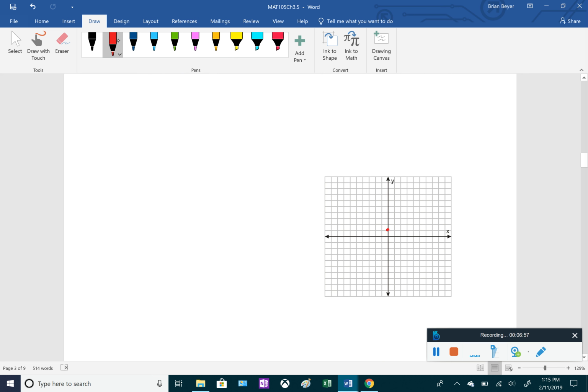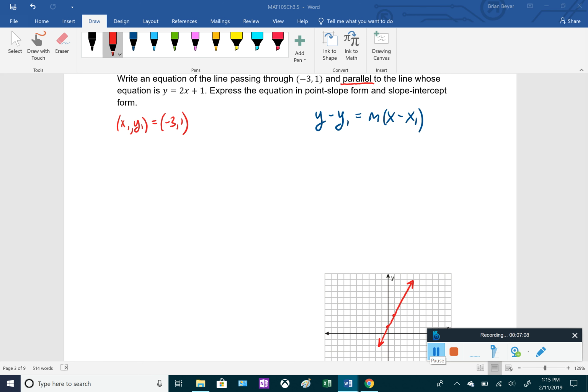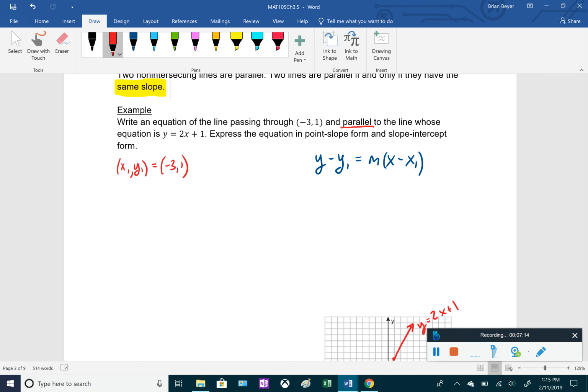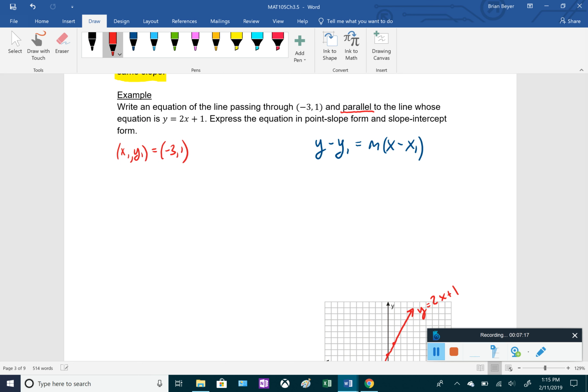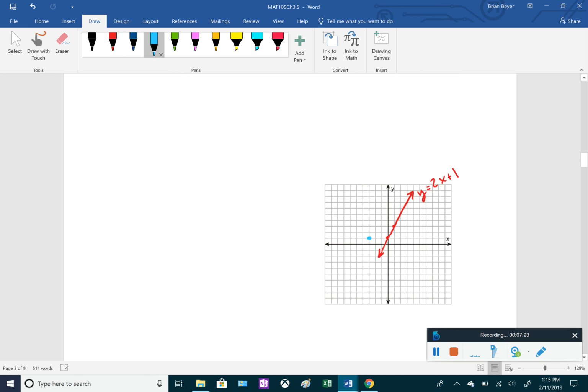So we have this other line, y equals 2x plus 1. Y equals 2x plus 1 would look something like this. Just going to label it 2x plus 1. And our line is going to be passing through negative 3, 1, which is right here, and it has to be parallel. So if it's parallel, it's going to look like this. So they're parallel, they're never crossing, so we're trying to come up with the equation for that line, and that's going to be our line.